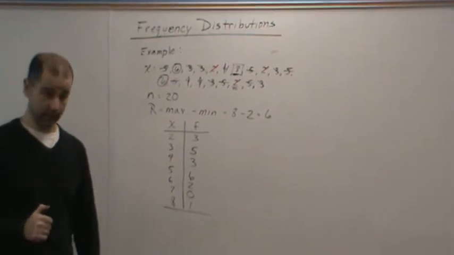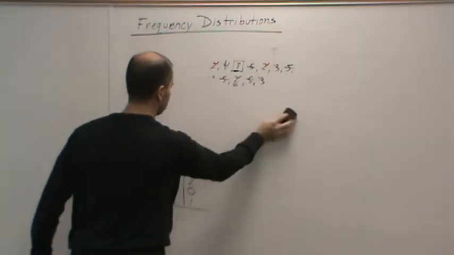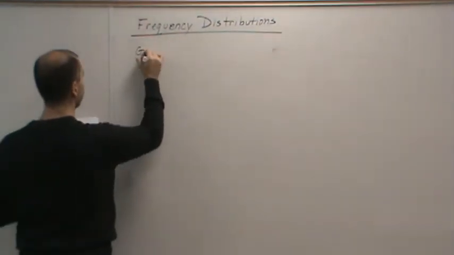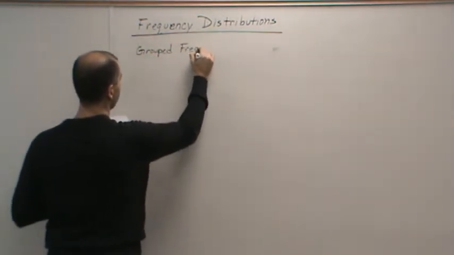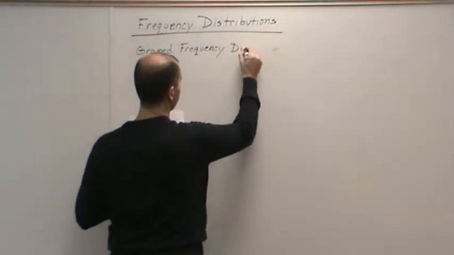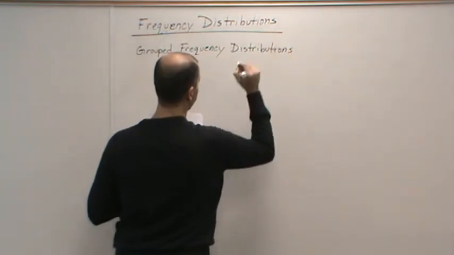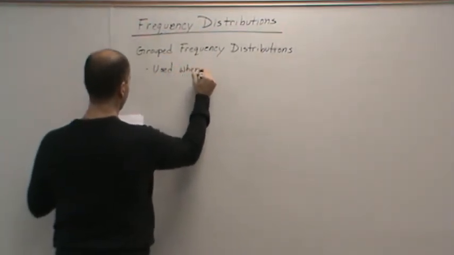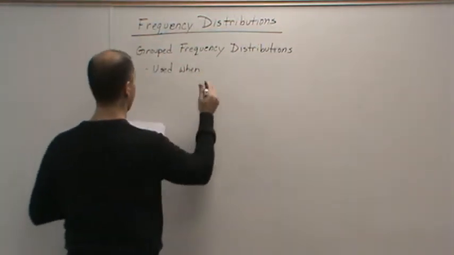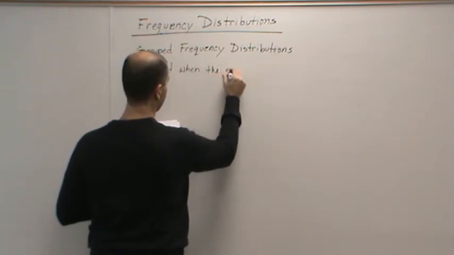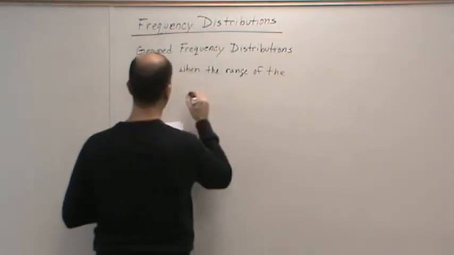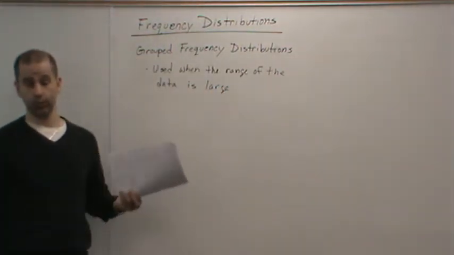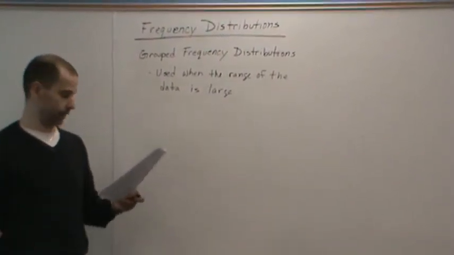So now let's talk about grouped frequencies. So we're going to talk about grouped frequency distributions. So again, used when the range of the data is large. Again, typically, large is going to be maybe 15, 20, more than that. I mean, it's going to be significantly more than 10, I would suspect, okay?